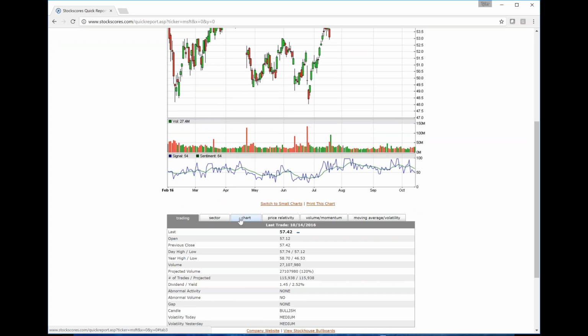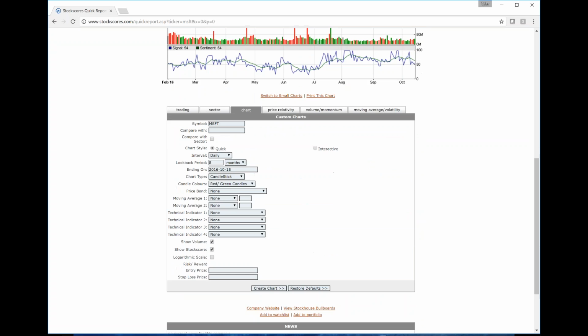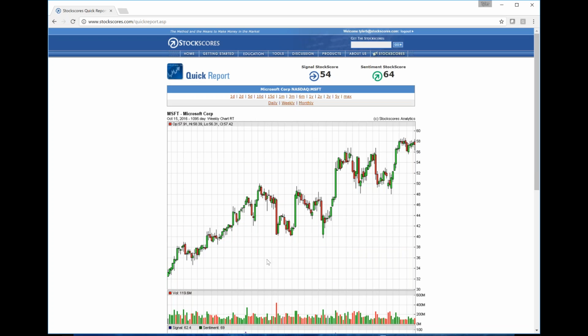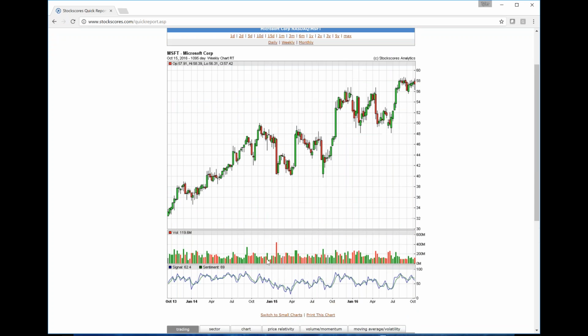So then you're going to go into the chart tab, which is below the large chart, and we're going to change interval from daily to weekly, and we're going to make this a 3-year chart. Click on Create Chart, and we now have a 3-year weekly chart. And again, you should notice that up in the top left, now it says 1,095-day weekly chart. Each one of these bars or candles represents a week of trading action.